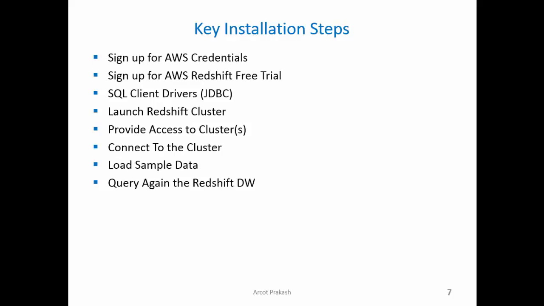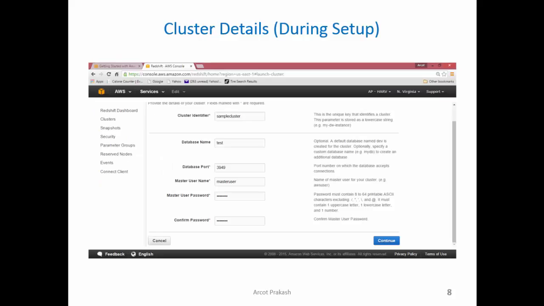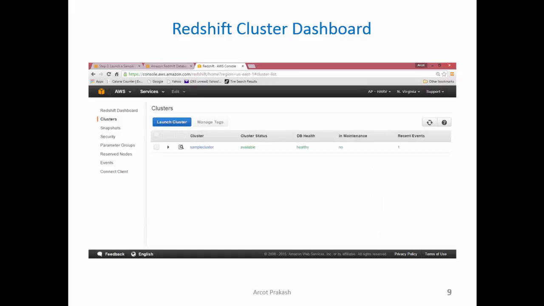The key installation steps are: you have to have an AWS credential, set up the AWS free trial for Redshift, install the SQL drivers, launch the Redshift cluster, and then provide access to the cluster. Finally, you connect to the cluster, load some sample data, and query against the Redshift data warehouse. This is what the setup steps look like, and the Redshift cluster dashboard should come up with a healthy sample cluster.